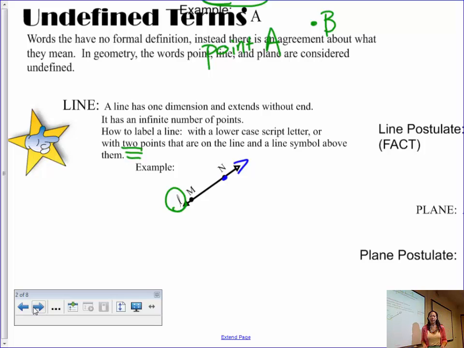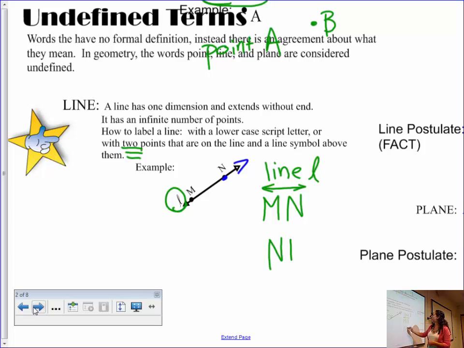For example, this line, one of the names I could give it is line L. Okay? Another name I could give it is MN, and I said with the line symbol above it. This is the line symbol. Make sure you put the 2 arrowheads so we know we're not talking about something else. Now, I could also say that this is line NM.